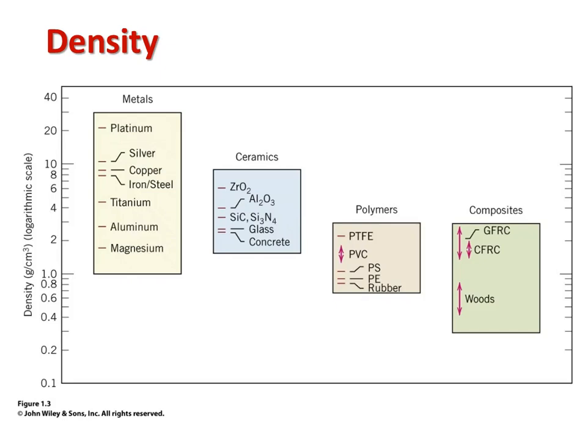Composites definitely are the winners in the density category, both from an absolute standpoint and from the fact that the highest performance in terms of other properties, which we'll see, still come in at the bottom end of all three materials.